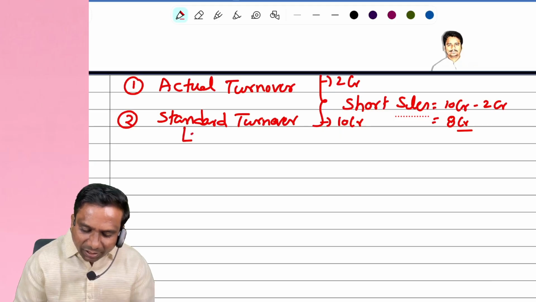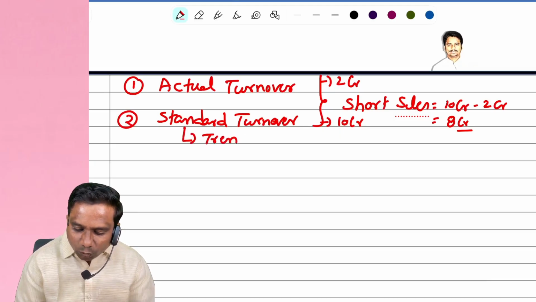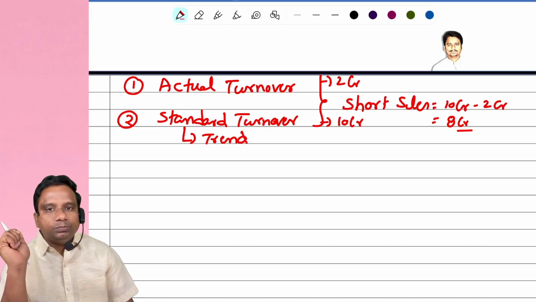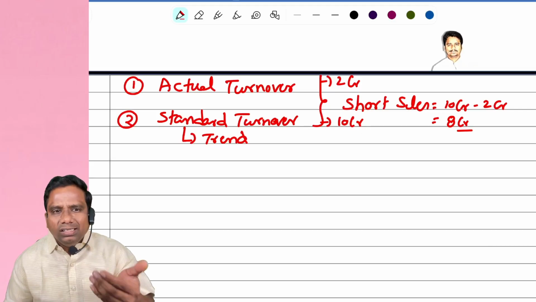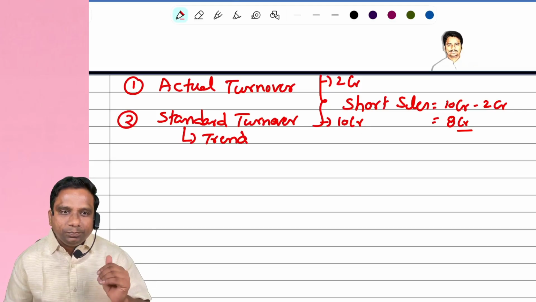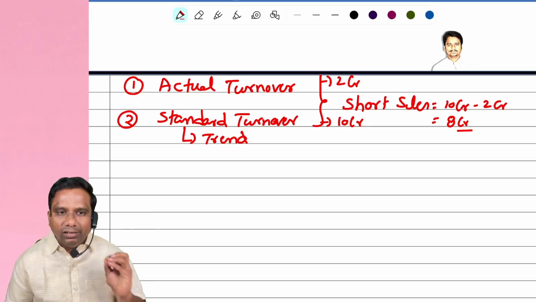Now if any trend is there, then we have to add some trend also to this standard turnover. The trend means what, sir? Generally year on year the business will grow. Last year suppose my sale is 100.